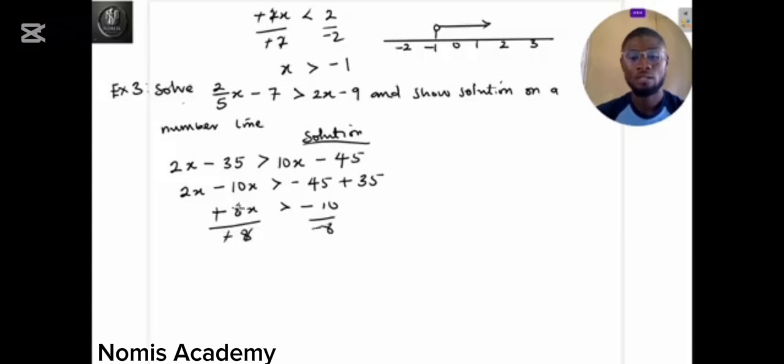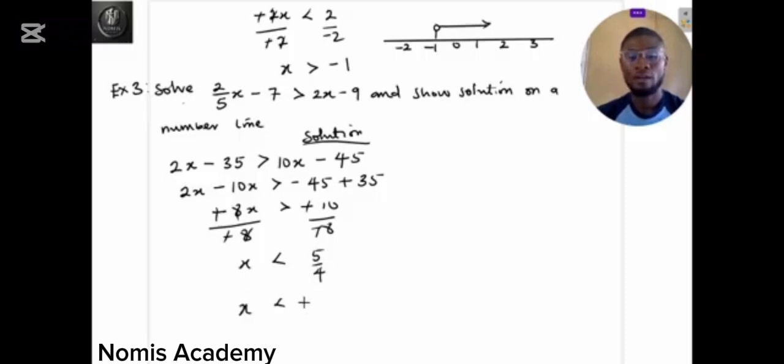So minus cancel minus 8 cancel 8, such that my x now is less than. Remember that if we divide by a negative term, the inequality sign changes to its opposite. So minus cancel minus, I'm left with 10 over 8. If I divide by 2, I should have 5 over 4. You can convert 5 over 4 to a decimal number if you like, depending on the options. So x less than 5 over 4 in fraction.